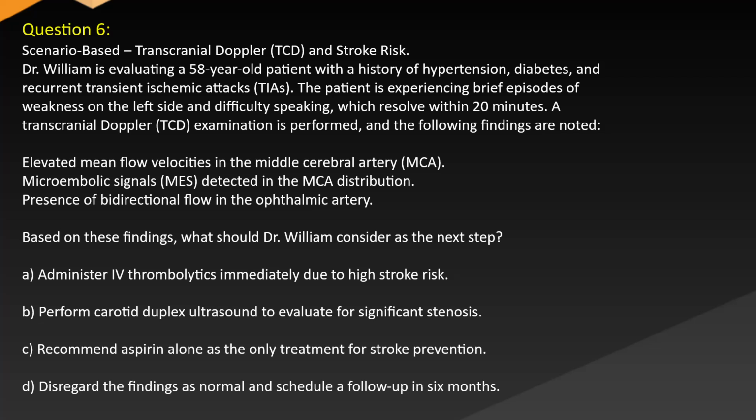Elevated mean flow velocities in the middle cerebral artery (MCA). Microembolic signals (MES) detected in the MCA distribution. Presence of bidirectional flow in the ophthalmic artery. Based on these findings, what should Dr. William consider as the next step? A. Administer thrombolytics immediately due to high stroke risk. B. Perform carotid duplex ultrasound to evaluate for significant stenosis. C. Recommend aspirin alone as the only treatment for stroke prevention. D. Disregard the findings as normal and schedule follow-up in 6 months.